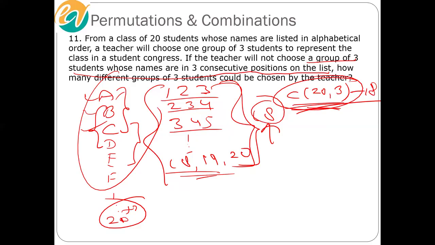Because it's a 3-member group, Nikhil, 1, 2, 3, 2, 3, 4, so the last group has to start with 18. For example, if it starts with 19, then it gives 19, 20, and 1. These are not consecutive. So the last group that is consecutive would be 18, 19, 20. Starting with 1, starting with 2, starting with 3, and finally starting with 18. So a total of 18 groups.